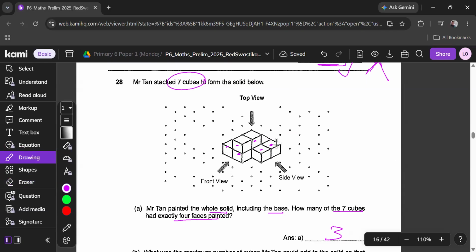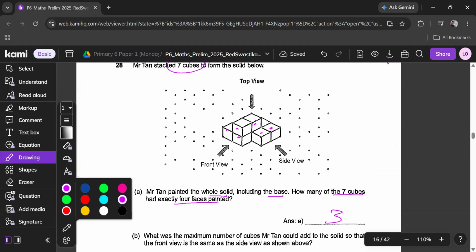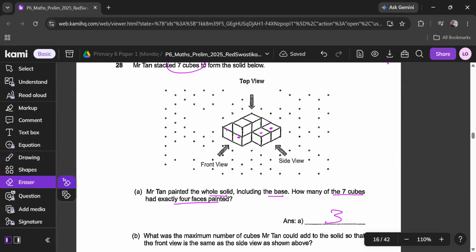Then after that, you look at one cube at a time to see how many cubes have four faces painted. Okay, let's start here. Look at my cursor here. We are going to look at one by one. Let's look at this cube. This cube got how many faces painted? Top, front, right, and bottom. Four faces painted. Okay, you got one cube already.